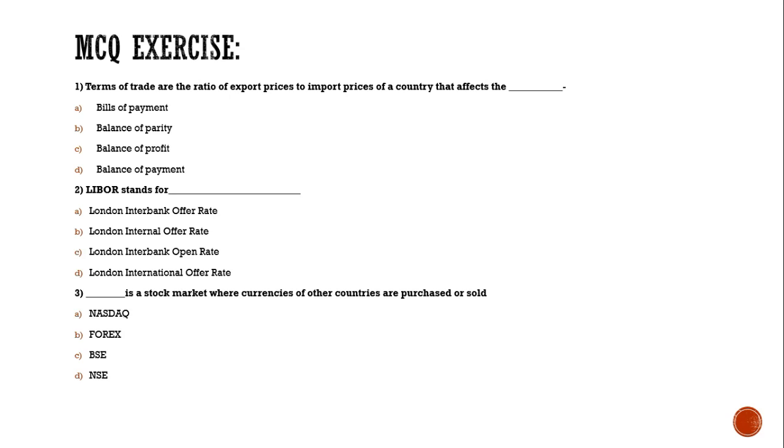The second is LIBOR stands for: London Interbank Offer Rate, London Internal Offer Rate, London Interbank Open Rate, and last is the London International Offer Rate. The third one is dash is a stock market where currency of other countries are purchased or sold. The options are A, Nasdaq, B, Forex, C is BSE, and D is NSE. Okay, read the question 1 carefully. Try to interpret the correct answer for the first 3 MCQs. I'll give you a couple of minutes to figure out the answers, and then we will discuss the answers.